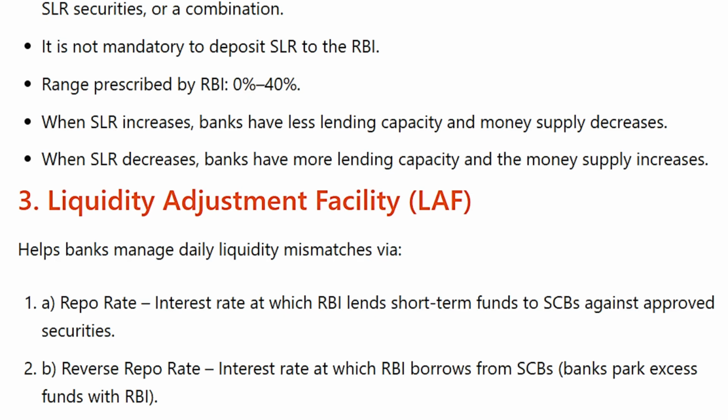3. Liquidity Adjustment Facility, LAF. Helps banks manage daily liquidity mismatches via A. Repo rate: interest rate at which RBI lends short-term funds to SCBs against approved securities. B. Reverse repo rate: interest rate at which RBI borrows from SCBs; banks park excess funds with RBI.